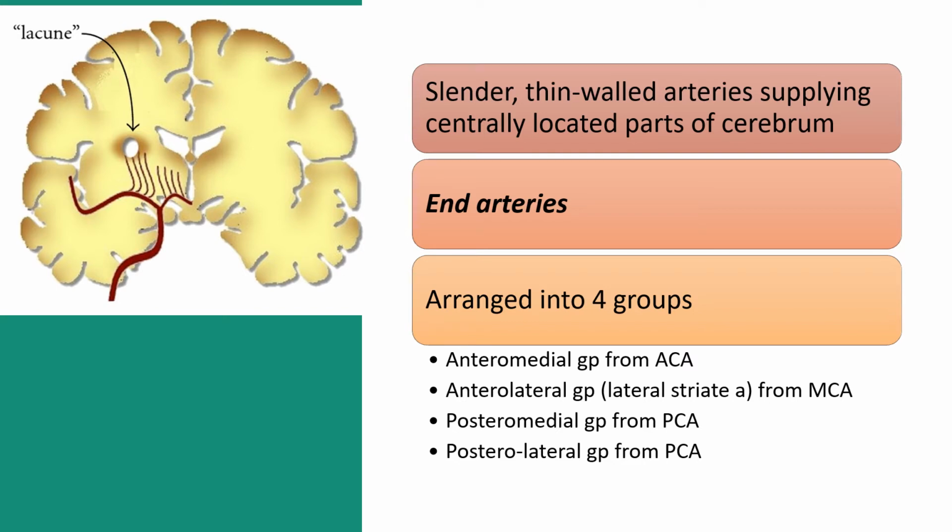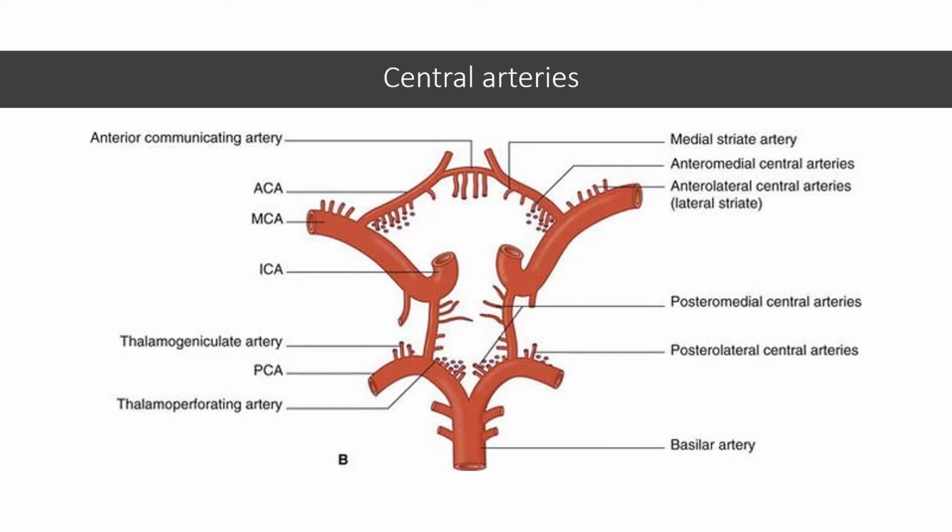The central arteries arise in the region of the circle of Willis and are arranged into the following four groups: anteromedial group, anterolateral group, the posteromedial group and the posterolateral group. We will see about the four groups of central arteries in some detail.